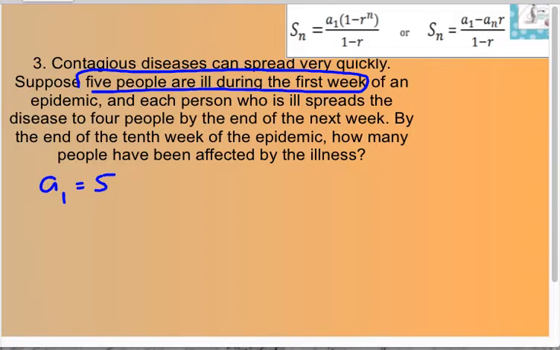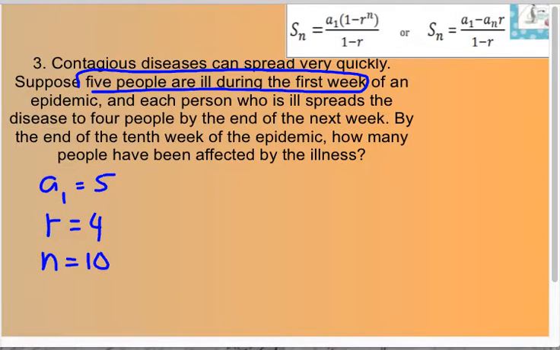We start out with 5 people being sick of an epidemic, and each person who is ill spreads the disease to 4 more people. Well, there's your r. r equals 4. Each one of these 5 people will spread it to 4 more people by the end of the next week. By the end of the 10th week, there's our n. We're going 10 weeks altogether of the epidemic. By the end of the 10th week of the epidemic, how many people will have been affected by the illness?